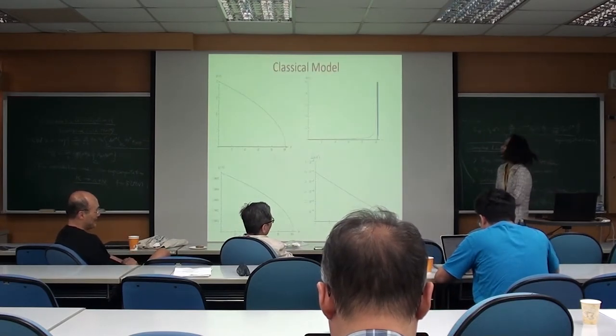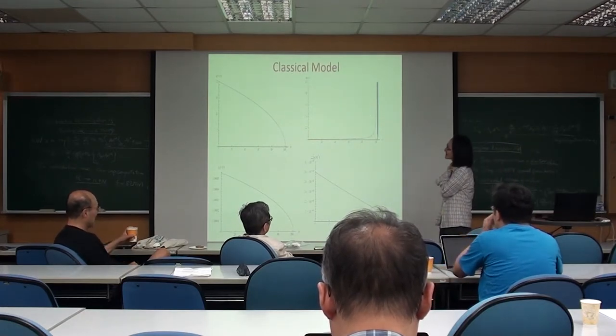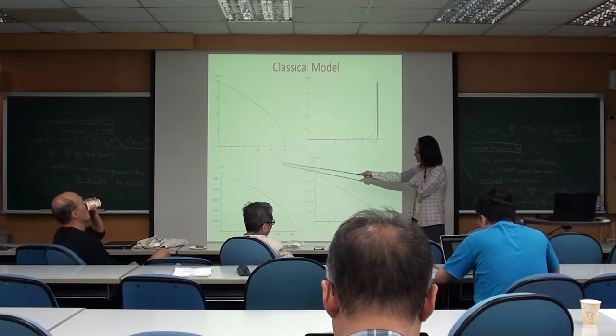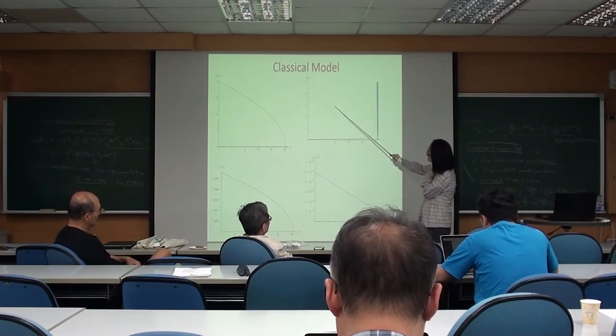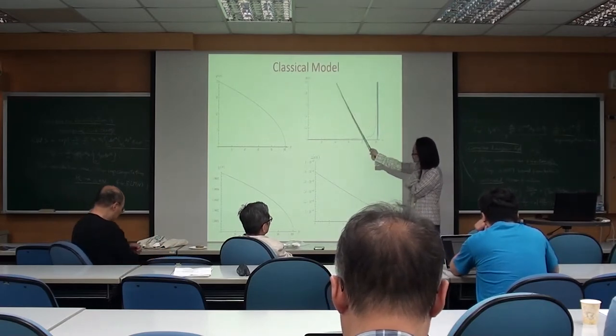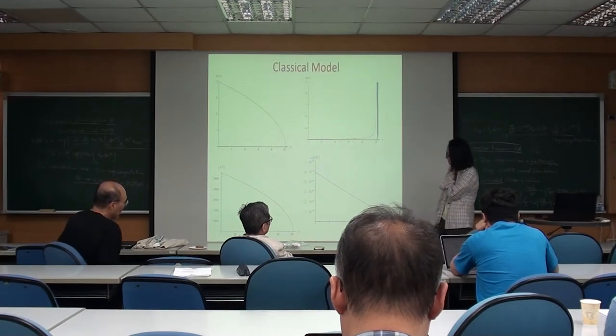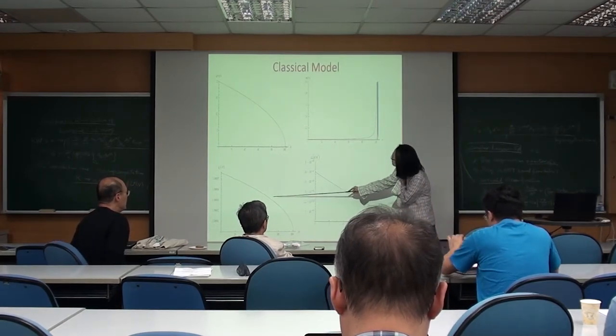I'm not sure. This is a classical model. It's one half m squared phi squared. This is a scalar evolution, and this is a slow-roll parameter. At the end, you will almost reach one. This is only classical, so it's easy to see. And this is the Hubble parameter.